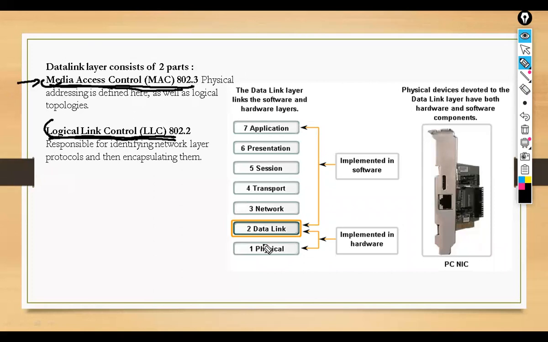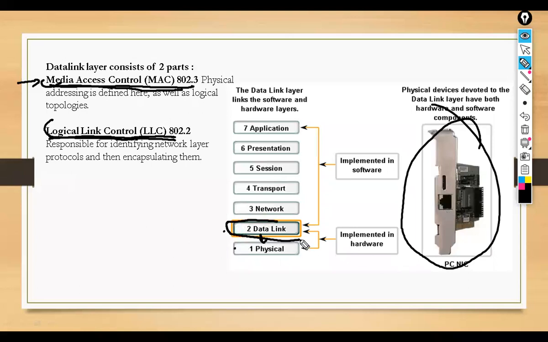The data link layer actually connects the physical things. It connects the physical things, meaning if you have the NIC, this is the NIC, whatever is interacting with the NIC, the data link layer is interacting with the NIC, right?